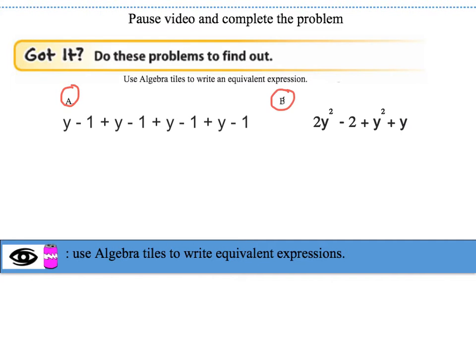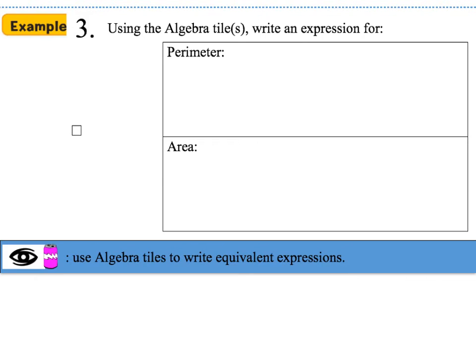So let's take a look at example 3. It says using the algebra tile, write an expression for a perimeter and an area. And they're giving us the algebra tile right here. That looks like a constant algebra tile. So we know that if this is a square, this is worth 1. So this side has to be worth 1, 1, and 1.